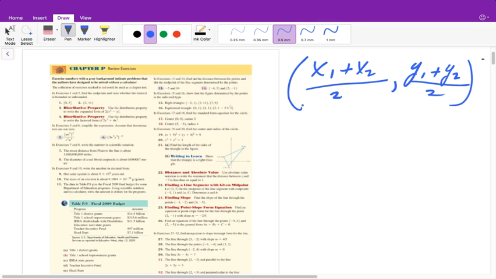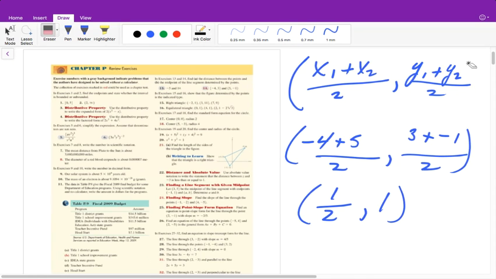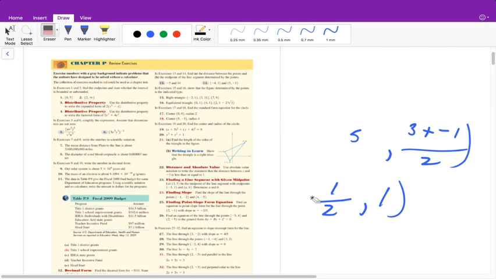Same thing, be consistent. If this is x1 and y1, and this is x2 and y2, it'll be -4 plus 5 divided by 2, and 3 plus -1 divided by 2, and we put it in parentheses because it's an ordered pair. So this will give me 1/2, and 3 plus -1 is 2, 2 divided by 2 is 1, so this will be our midpoint. Those are the two formulas that you would need to know. I'm not sure if Mr. Raybert will give you formula sheets or expects you to memorize them, but you have used these before, so hopefully you remember how to do it.